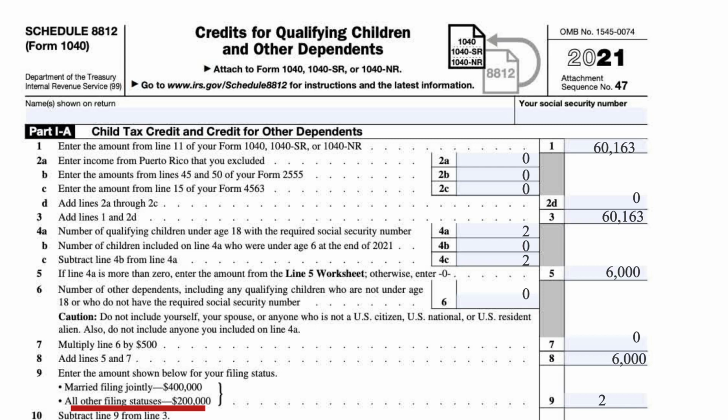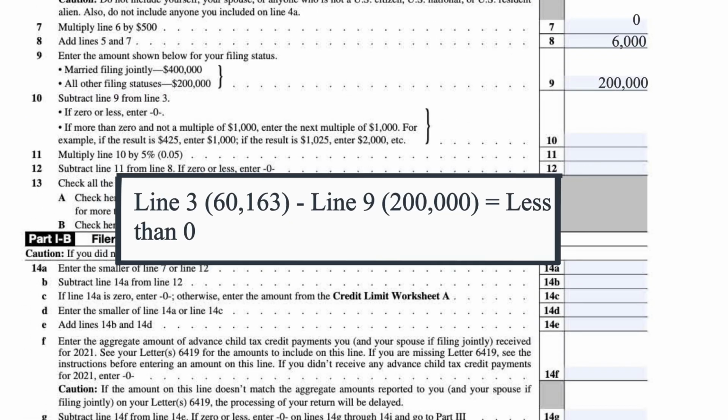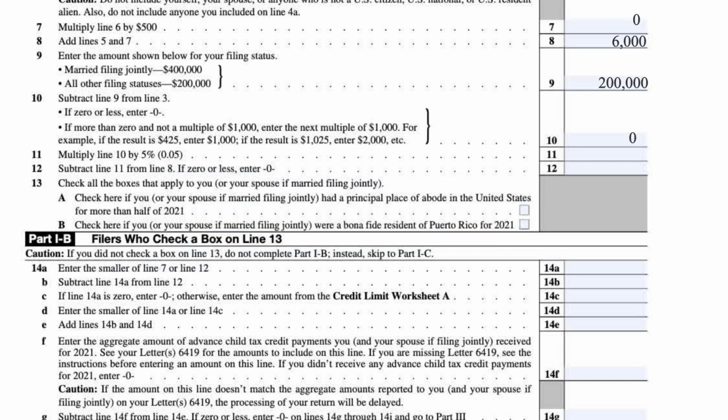On line 9, $200,000 is entered for the head of household filing status. On line 10, line 9 is subtracted by line 3. This equals less than 0, so we enter 0 here. On line 11, line 10 is multiplied by 5%, which is 0 here because line 10 was 0. On line 12, line 11, which is 0, is subtracted from line 8, which is 6,000, and that equals 6,000.